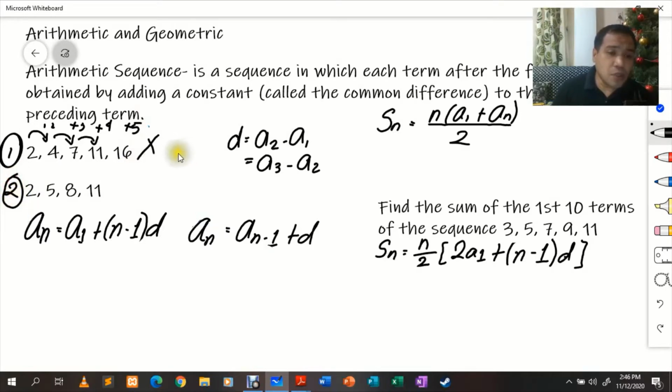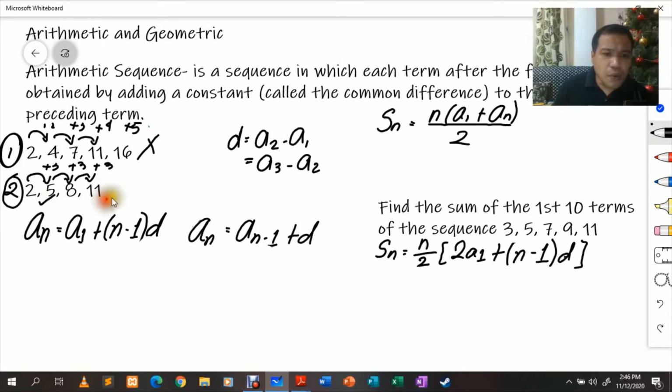In number 2, this is 2, 5, 8, and 11. 2 para maging 5, add 3. 5 para maging 8, add 3. And 8 para maging 11, add 3. So, this one is an example of an arithmetic sequence.